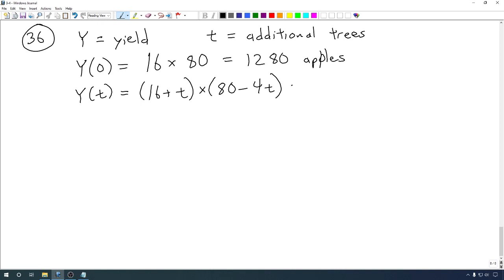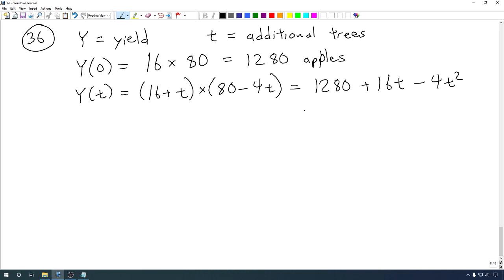And that means that if we work this all out, we get 1,280 plus 16t minus 4t squared. I just FOILed this thing out. This is our function that we are going to maximize. We want to maximize our yield. We want as many apples as we can.